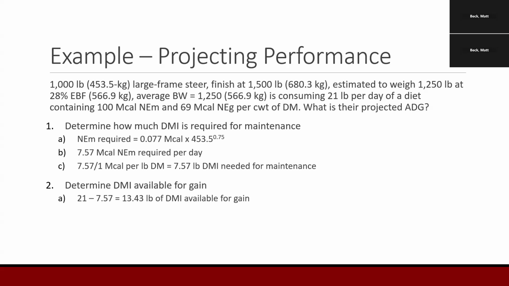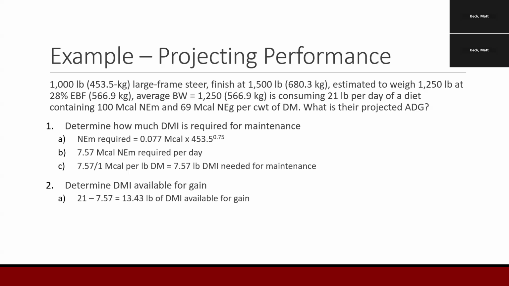If you guys want to do this correctly, 1,250 divided by 2.205, because there's 2.205 pounds in a kilogram. That should be 566.9-ish. So raise that to the 3/4 power, which is 116, times 0.077. So that animal would need to consume 8.95 megacals of NEM per day to achieve maintenance. So if you want to fix those in your slides, it may not be a bad idea to go ahead and do that.